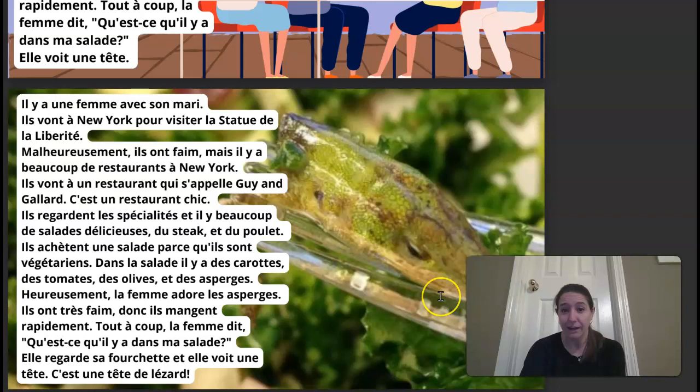Oh là là. So she thought it was a piece of asparagus. In reality, it was a lizard head. This actually happened to a friend of mine, she was my friend in college. It happened to her well after college. But it's a true story. It actually was written up in the New York Post about this woman who found a lizard head in her salad that otherwise anybody might have thought was just a piece of asparagus. So super gross and yet true story. Okay, voilà.